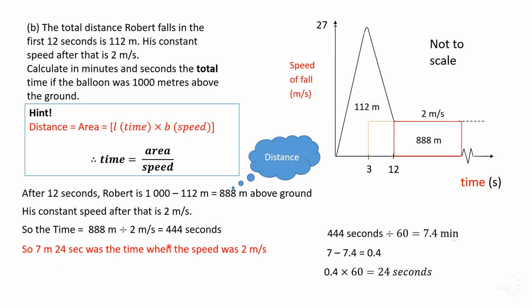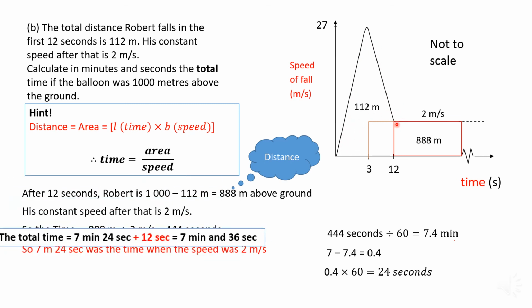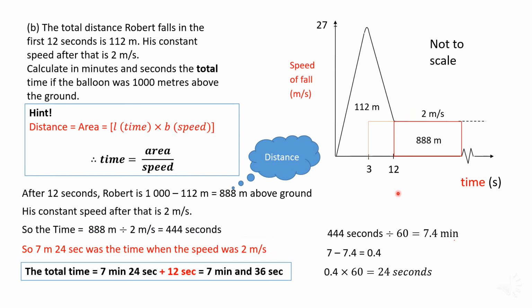So this was only the time when the speed was 2 meters per second, but the speed that he fell at before was different. So in order for us to find the total time, we must take the 7 minutes and 24 seconds and add it to the 12 seconds. That's going to give us a total time of 7 minutes and 36 seconds.